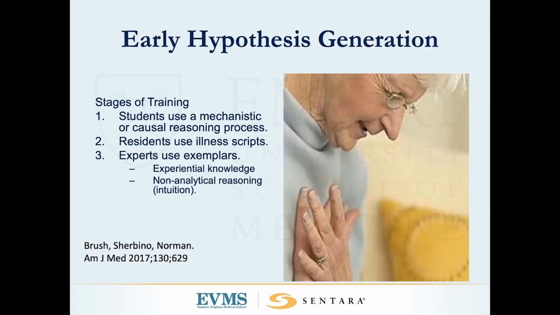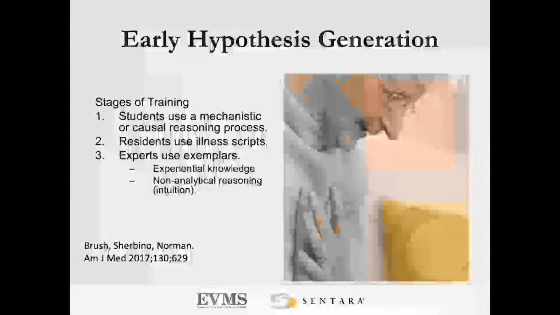Anytime you see an object and you label that object and you put that labeled object in your long-term memory, that's called an exemplar. And so that's what we do. We remember examples over and over again, and that's called experiential knowledge. So that enables us to use non-analytical reasoning or intuition.